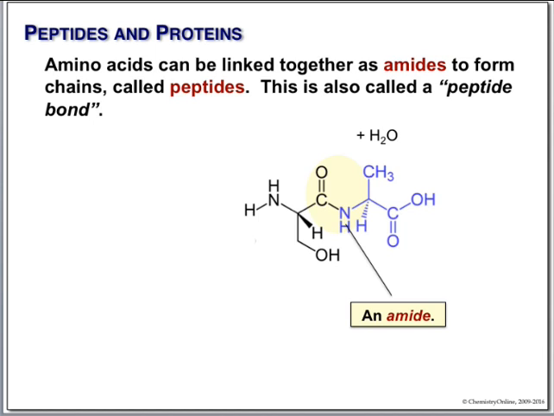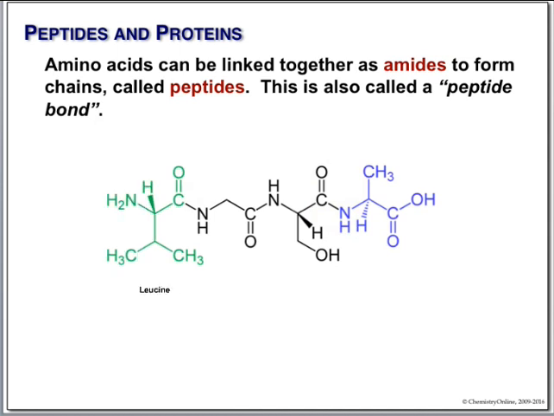So this is a very simple peptide. It's simply two amino acids bonded together by the nitrogen. We can do this over and over again. Here we've stuck on a glycine and a leucine. This is called a peptide. A peptide is a series of amino acids.